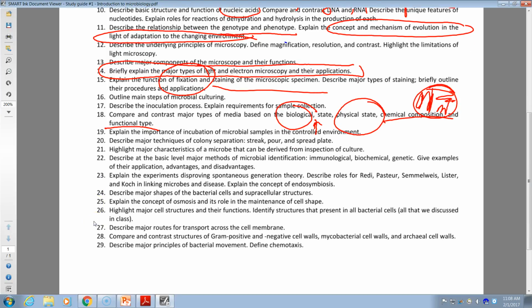Characteristics of a microbe that can be derived from inspection of a culture. What can we say? When we inspect, did you inspect your cultures today? Did you? You did. What information did you get? Color of the colonies. Size of the colonies. Number of the colonies. Shape? Shape. Even appearance, like mucoid versus non-mucoid colonies.